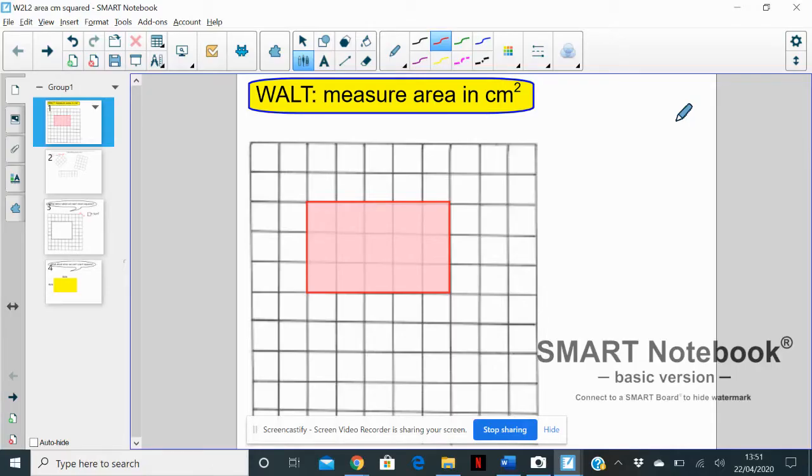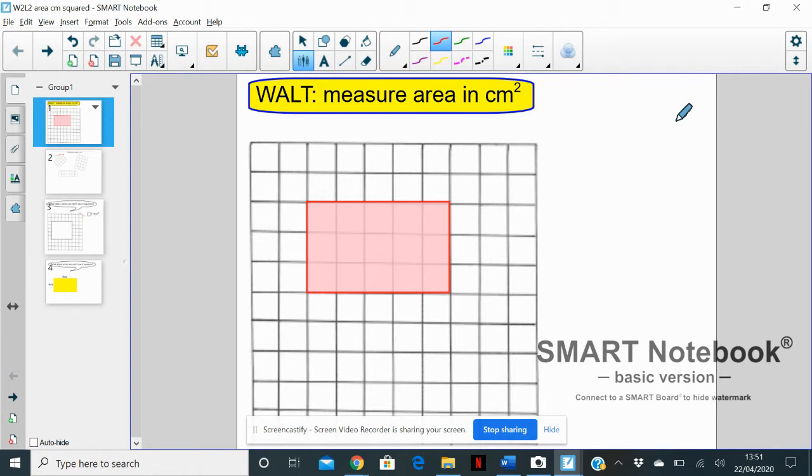So, like I said, we are going to carry on measuring area, but for the next couple of days, we are going to be measuring area in centimetres squared. So we're not just counting squares anymore, we're going to be using a unit of measurement. So let's just recap the skills that you were using on Monday and Tuesday.